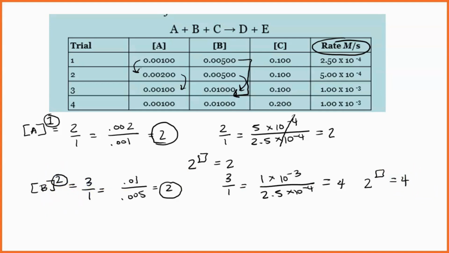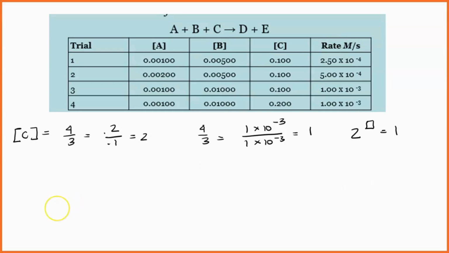Do the same thing for C on your own. Okay, hopefully your work relates to mine. For C, I noticed that from 3 to 4, the concentration of C is changing and A and B are staying the same. So I did 4 over 3 because the concentration at trial 4 is higher versus 3. So I compared my rates in the same way, but that's 1. So 2 to what power is 1? 0. So my order for C is 0. So my order for A was 1, for B was 2, and for C was 0.